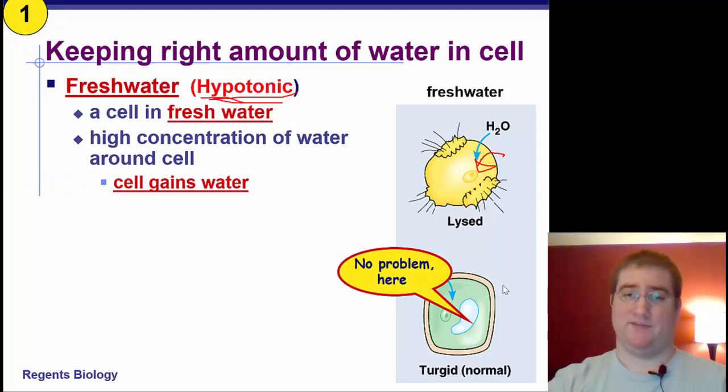If you're a plant cell, you have this wonderful cell wall that stops you from going boom. It's like putting a balloon in a plastic box. You can blow it up all you want, but if the plastic box is small enough, the balloon will not pop.